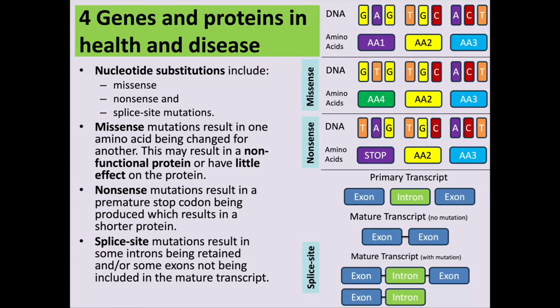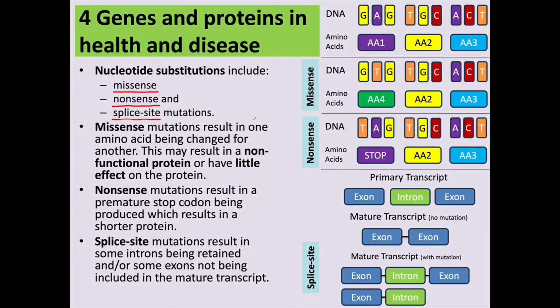Now we're going to talk a little bit more about substitution mutations because we briefly mentioned them at the start about changing one nucleotide base, and that affects one amino acid, okay? Now, nucleotide substitutions are split into three main groups. We've got the missense ones, we've got the nonsense ones, and we've got the splice site mutations. Okay, and we're going to talk about how each of those three substitutions are different from each other.